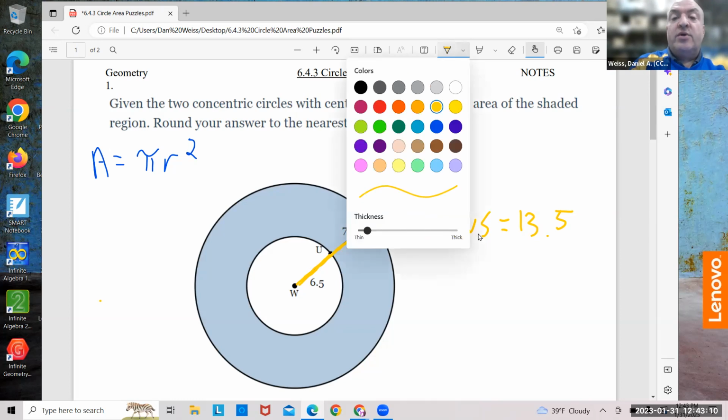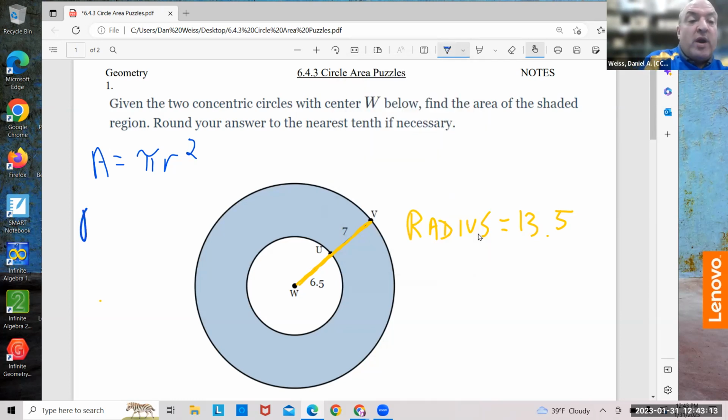Whenever we say pi, we're going to use 3.14. 3.14 is pi. It's not exactly pi, but it's pi. And then we're going to do times 13.5 squared. So on our handy dandy calculator, I'm going to do 13.5, hit the x squared key, and that gives me 182.25.